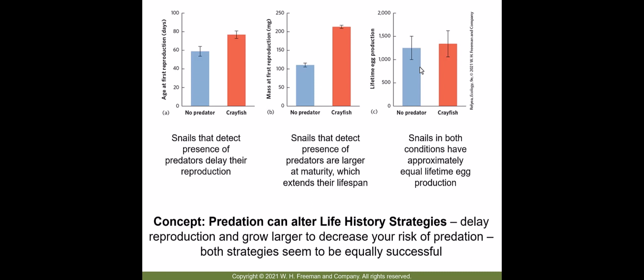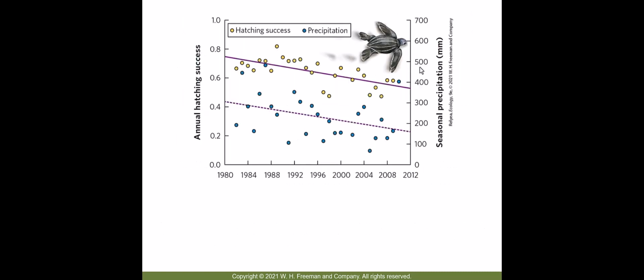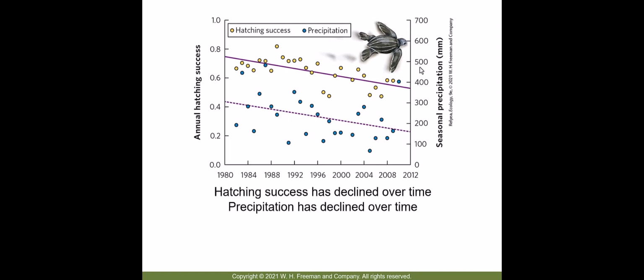But overall, when we look at the lifetime egg production, it seems like both of those strategies are equally successful. Here we're looking at data from leatherback turtles over time, and we're seeing that there has been a decline in the hatching success. The top line here, the top data points, is looking at hatching success over this 30-year period. So we see a decline in hatching success.